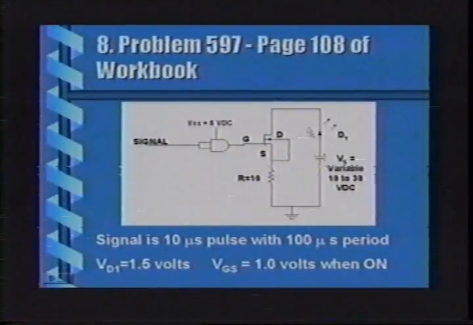That goes into the gate of the field effect transistor. You're told that the gate to source voltage, VGS, of the field effect transistor is 1 volt when the transistor is on. In this output loop, we also have a photodiode, and you're told that the voltage across that diode is 1.5 volts. You have a variable power supply. It's a DC supply that varies between 10 and 30 volts, and you have a 10 ohm resistor in the circuit.